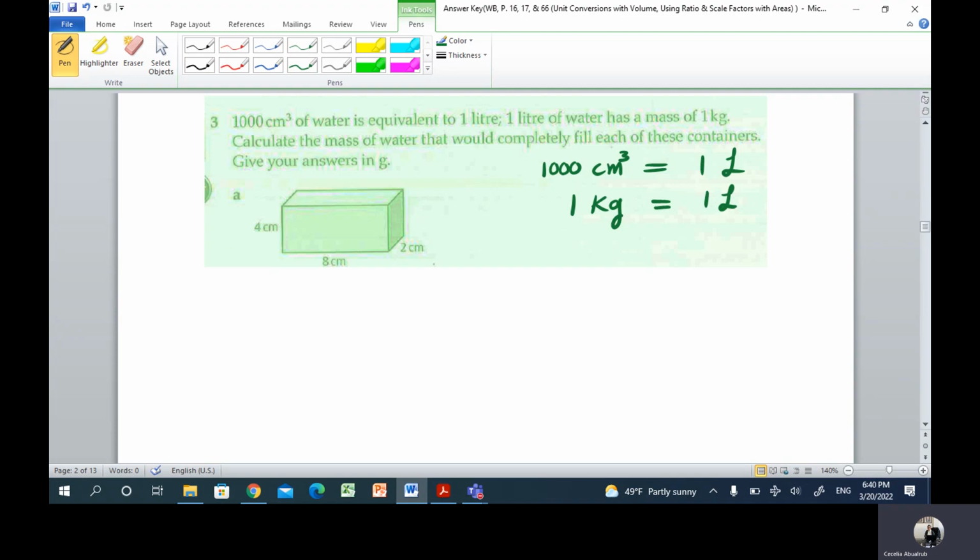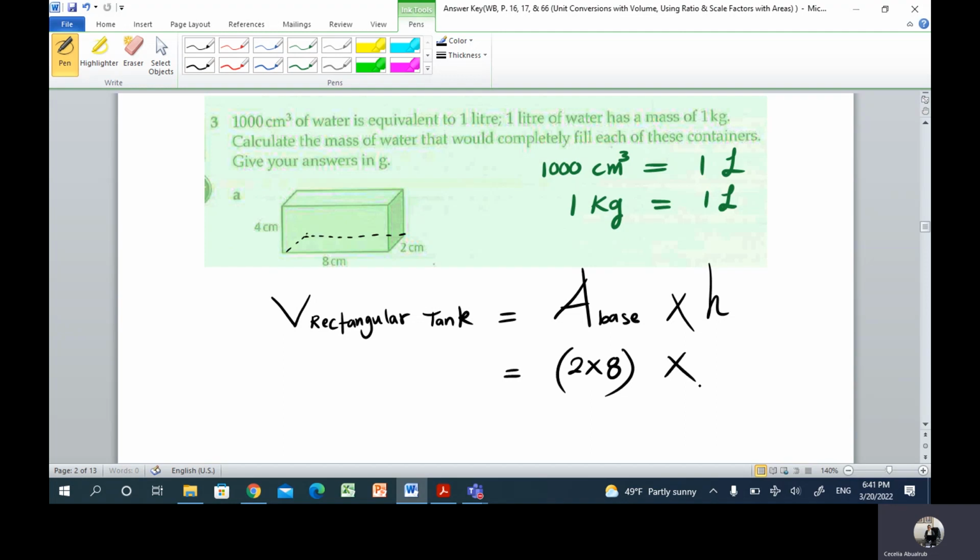Calculate the mass of water that would completely fill each of these containers and give your answer in grams. So when they ask you to calculate the mass, it means calculating the volume. And to calculate the volume of this rectangular tank or prism, right? It's equal to area of the base times the height, which is equal to, the base is the side that is sitting on the floor and it is a rectangle, and the area for it is 2 times 8 times the height between the floor and the ceiling, the distance between the two typical bases.